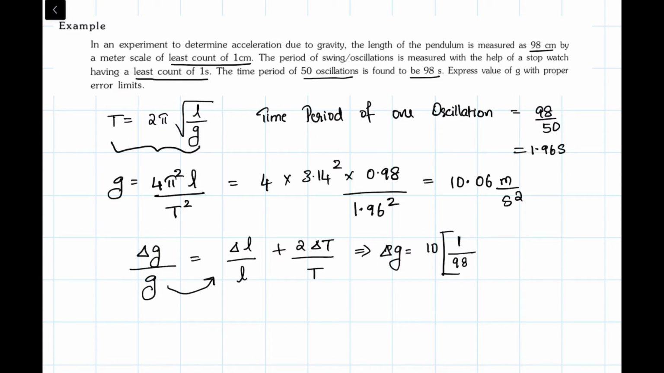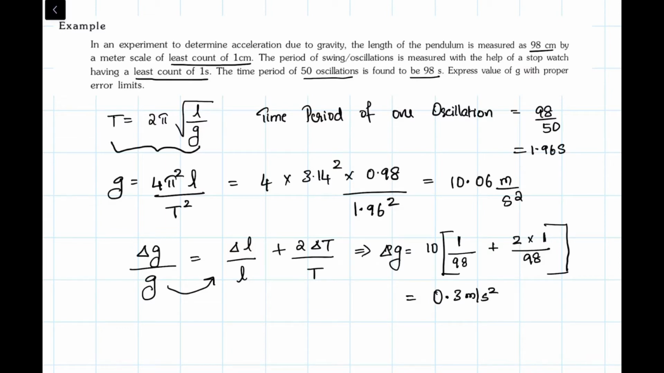Then plus 2 times delta T, that's the least count in time. Error in time is the least count, error itself is the least count. So 2 into delta T by time. What's the time they have given? 98 seconds. Time is also 98 seconds. So just solving this part, you get delta G will be equal to 0.3 meter per second square.